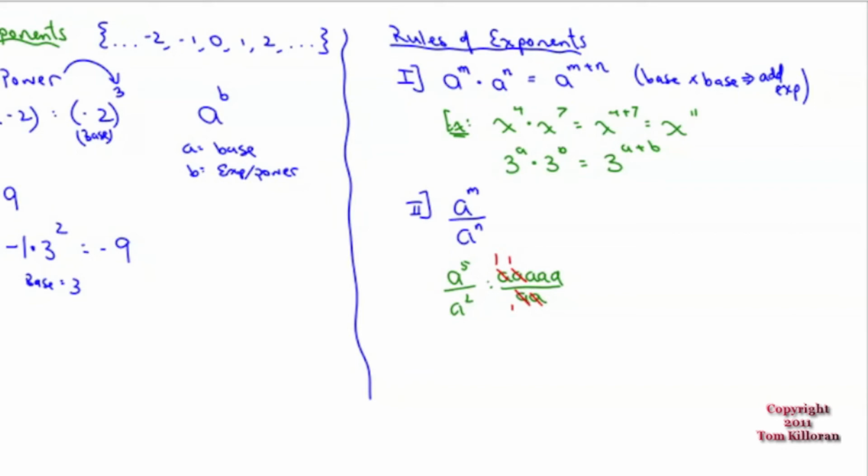So what's your answer? 3a? That's addition, not multiplication. So this becomes 3 factors of it. Where does 3a come from? What does it mean to be 3a? 3 a's that are added together. This would be a plus a plus a. So 3a is totally different than a cubed.